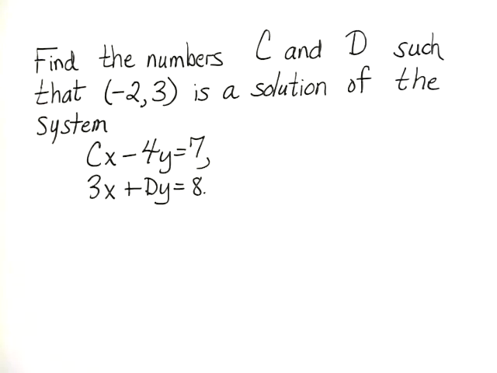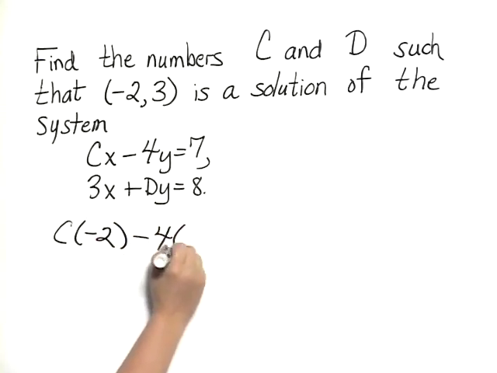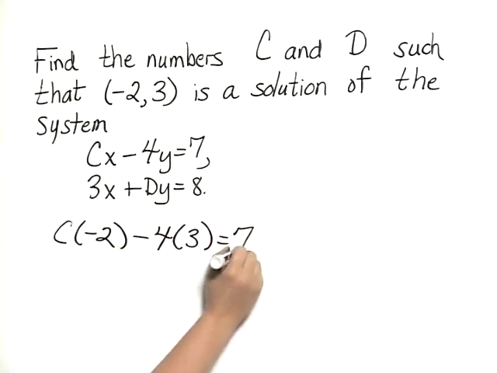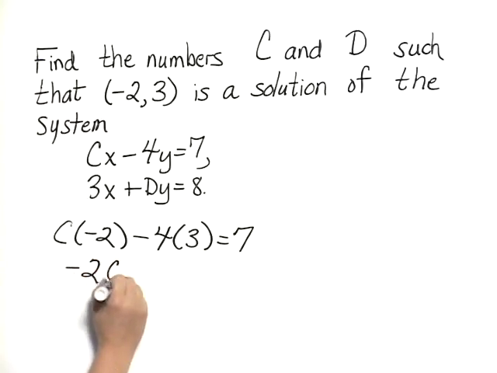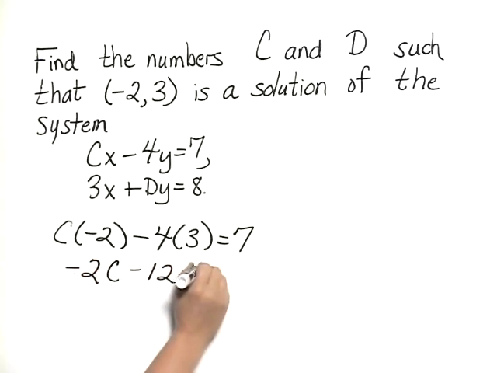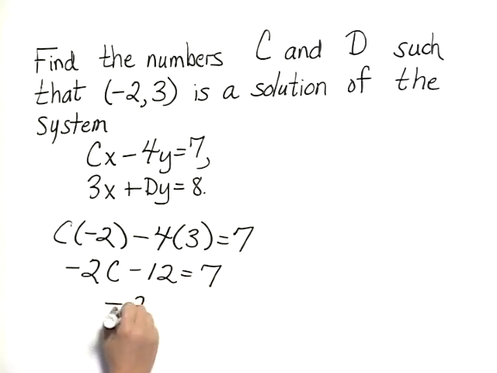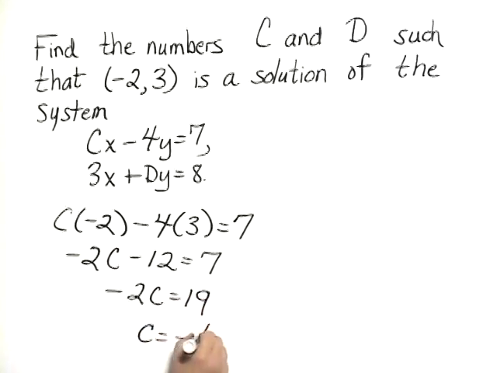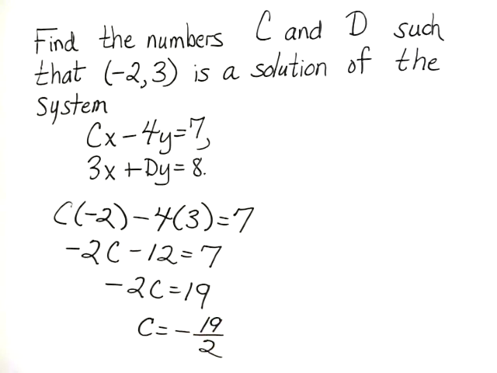Notice if we substitute -2 for x and 3 for y, the only variable that will be left in that equation will be c. So let's do that. Let's substitute -2 for x and 3 for y. And we have -2c minus 12 equals 7. Adding 12 to both sides, -2c equals 19. Dividing both sides by -2, we have c equals -19/2.